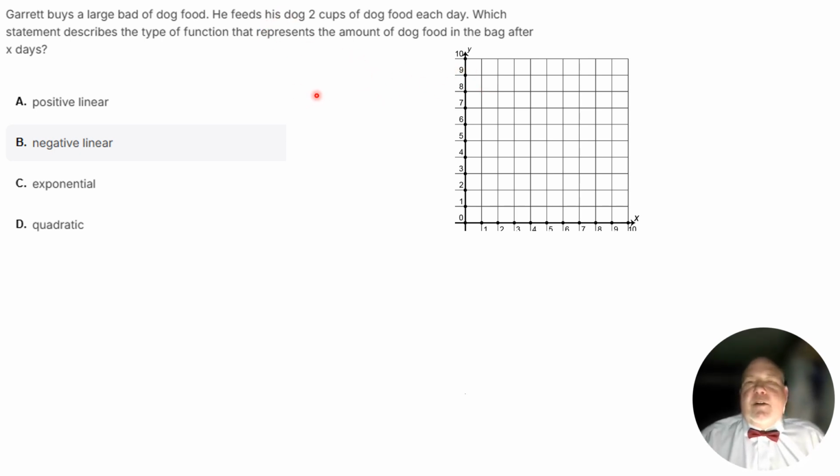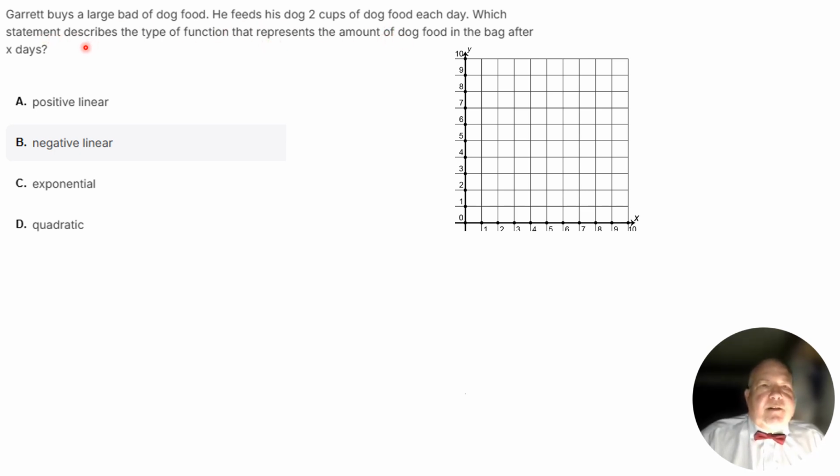He feeds his dog the same amount of food each day. That's the giveaway that it's linear. So if the change is constant, in other words, this number here is the slope, if that's constant, then it is a linear function. So now I know it's either positive or negative. So let's look at what we're looking at. And what we're looking at is the amount of food.